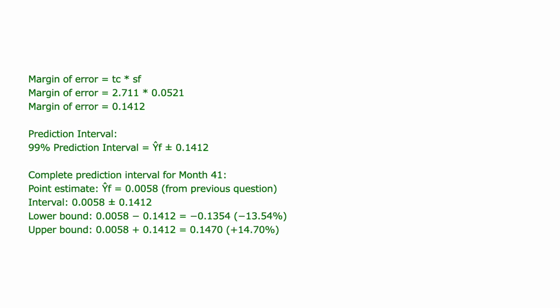Multiplying the chosen critical value by the forecast error, 2.711 times 0.0521, to find the margin of error, 0.1412. The result, 0.1412, specifically defines the range around the predicted value, directly matching option B. Point estimate context. While not required to solve for the interval structure, the explanation notes that the predicted value, y hat equals 0.0058, serves as the center point of this interval.